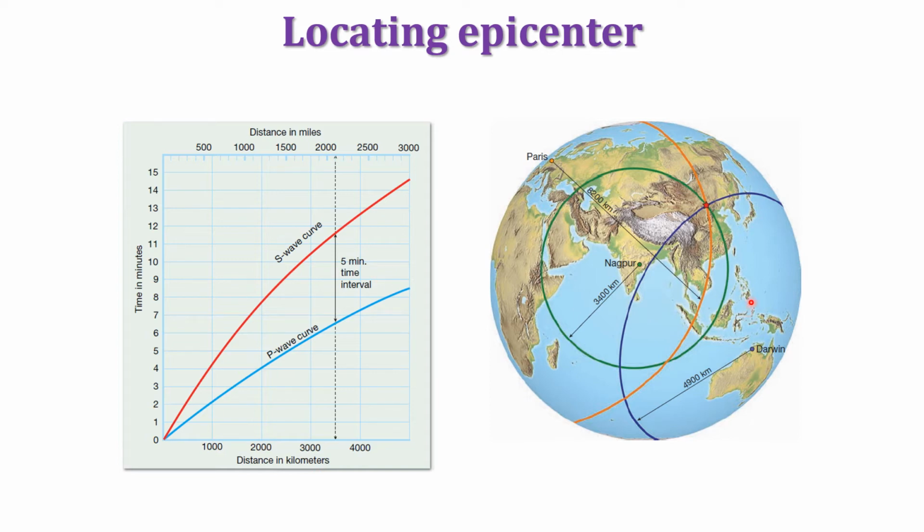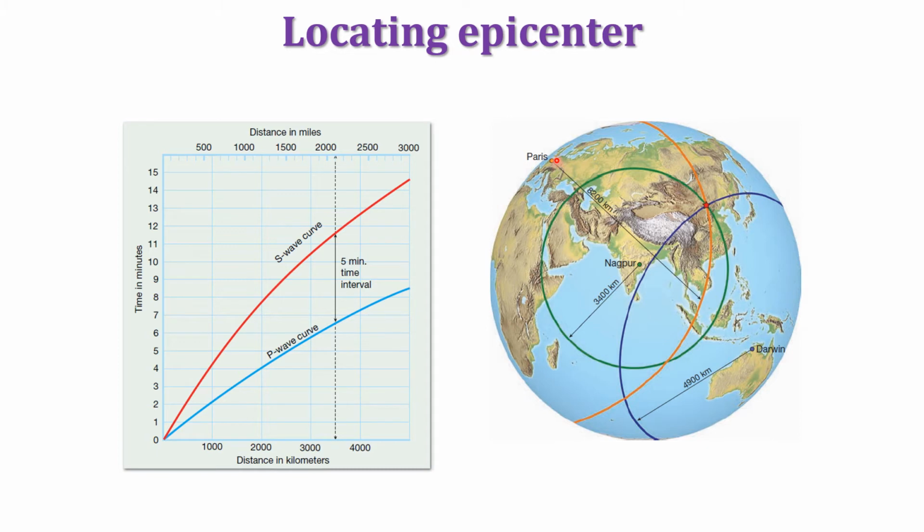So, if ginawa natin yung same process with another seismic station in Darwin, we will be able to get another circle over here. And as you can see, if we are going to look at the green circle and the blue circle, magkakaroon siya ng dalawang intersection. So from there, you will be able to narrow down the epicenter. It's either here or here. So, dalawa pa rin siya and medyo magkalayo. And thus, the importance of using a third seismic station.